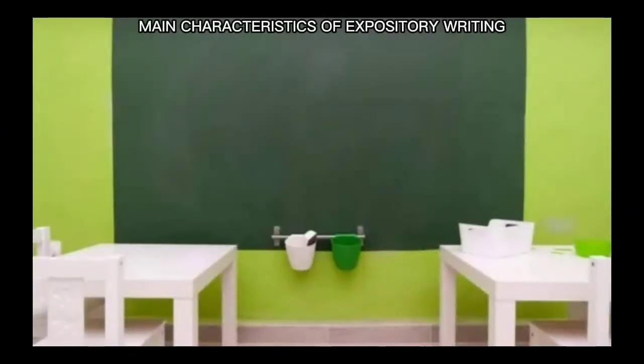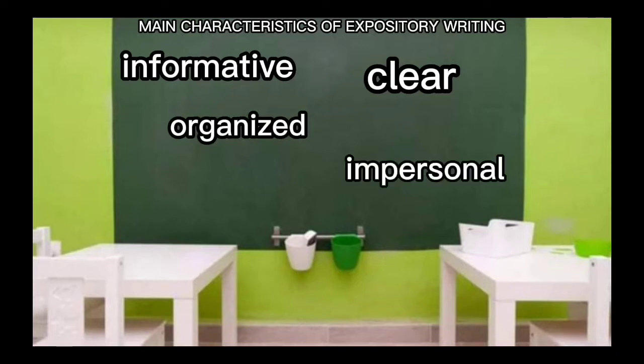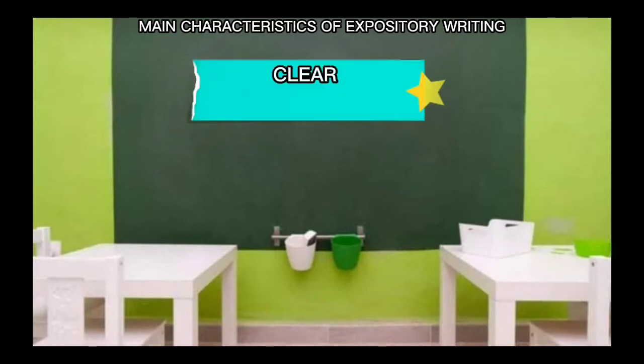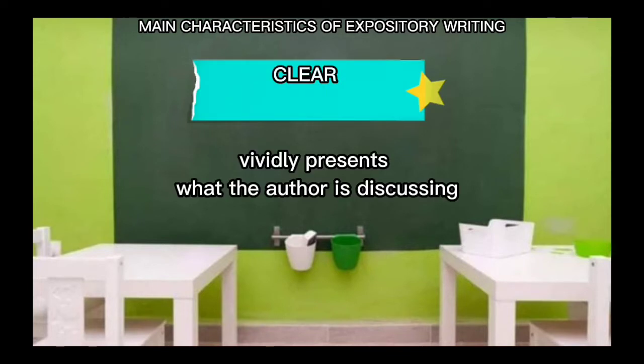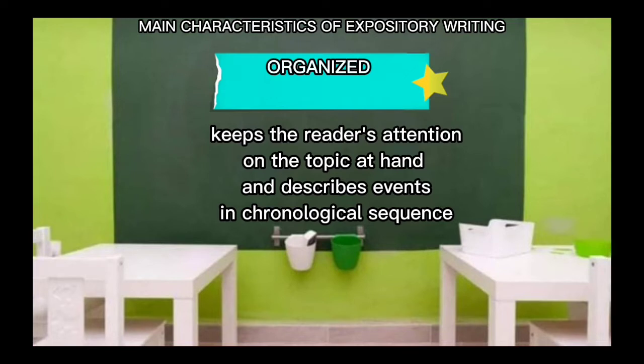The main characteristics of expository writing are informative, clear, organized, impersonal, and unbiased. It is informative because the purpose of expository text is to provide information. It is clear because it uses terms that clearly demonstrate what the author is discussing. It is organized because it keeps the reader's attention on the topic at hand and describes events in chronological sequence.